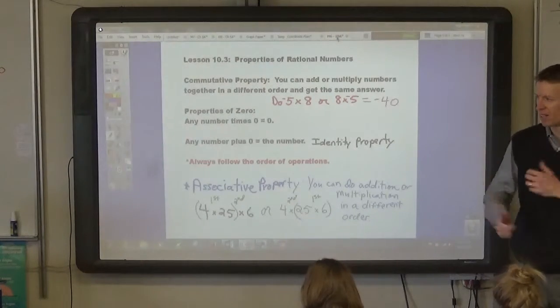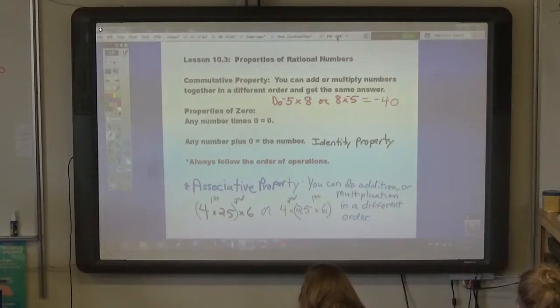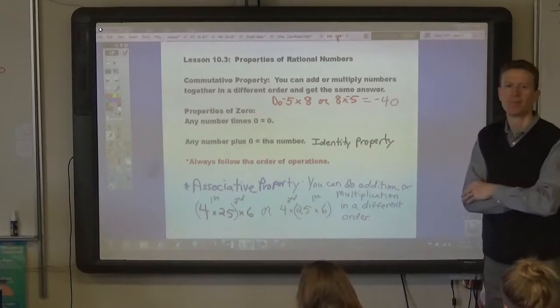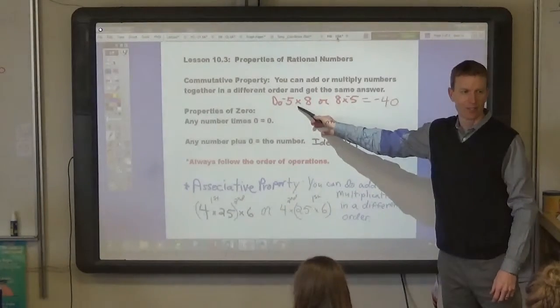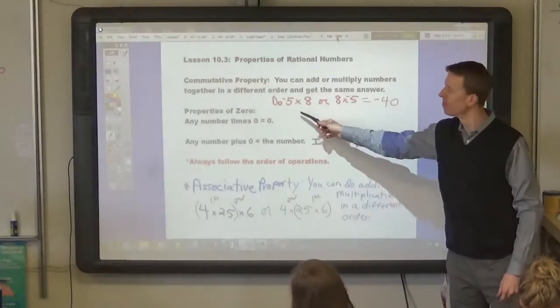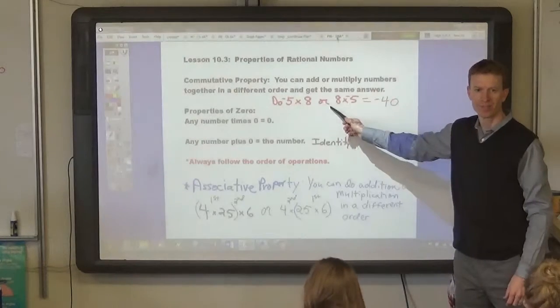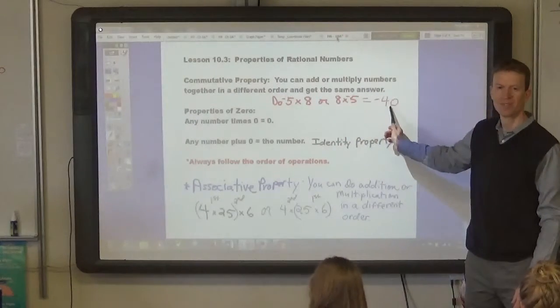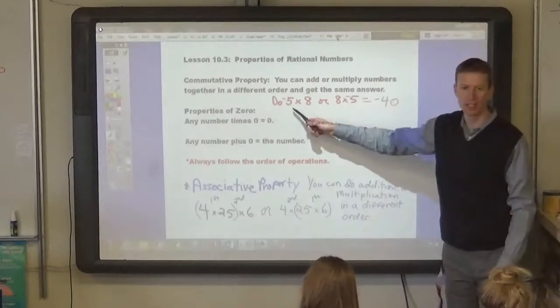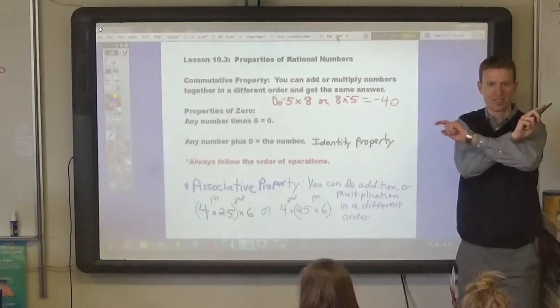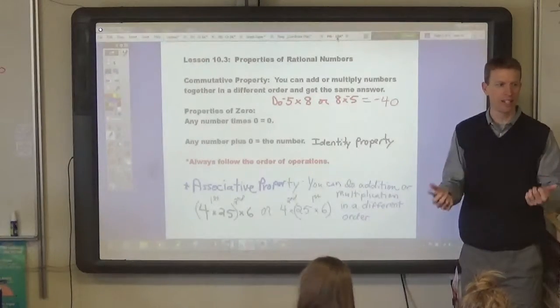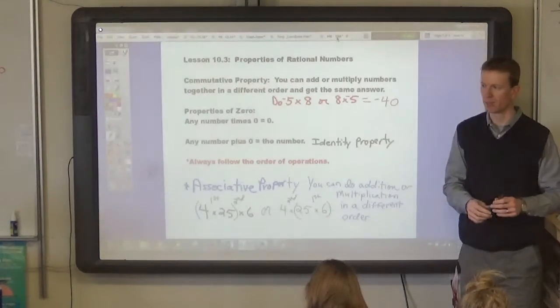What does that property mean? Daria? You can put numbers together in different orders so that it's the same answer. Yeah. And then I wrote an example, right? Negative 5 times 8 or 8 times negative 5 equals negative 40. What's different about these two? They're just switched around, right? It works for addition and it works for multiplication.